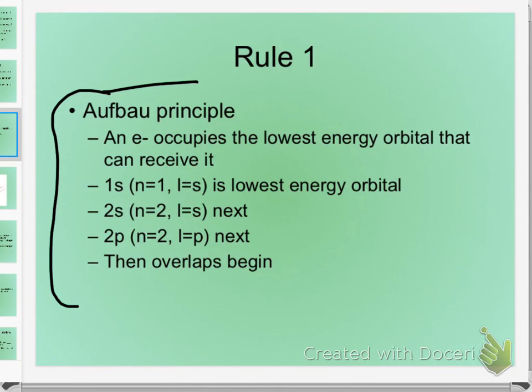Guess which main energy level has the lowest energy? We've talked about this. 1. Next energy level is 2. Next one is 3. But even within those energy levels, the orbitals have different amounts of energy. So as you go up in orbitals, they have higher energy levels.